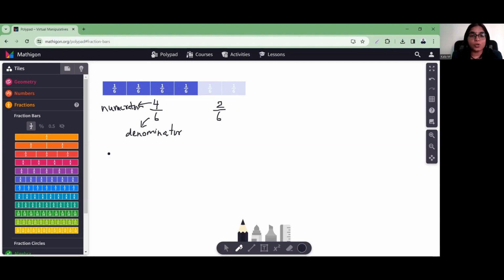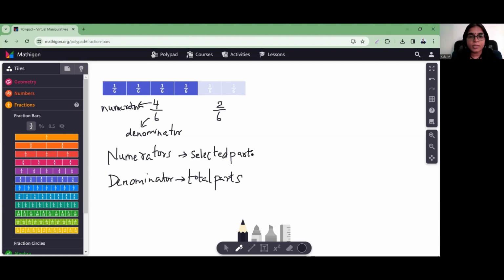And I want you to remember this also. Numerator means how many parts we have selected. I want you to remember this. How many parts we are selecting. Denominator means the total number of parts in one whole. Total parts. This is selected parts. Numerator is selected parts. Denominator is total parts. If you see it like that, 4 pieces are selected and total parts are 6 pieces. So 4/6 and 2/6. Now you understood this is what is a fraction, this is what is the numerator, this is what is the denominator.